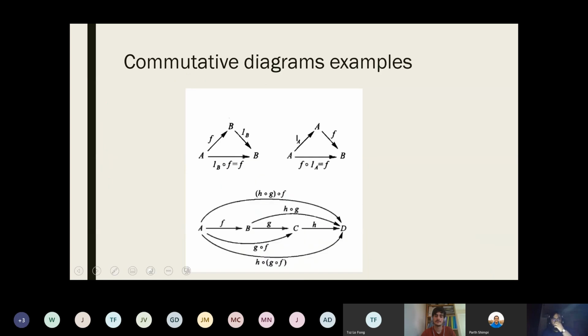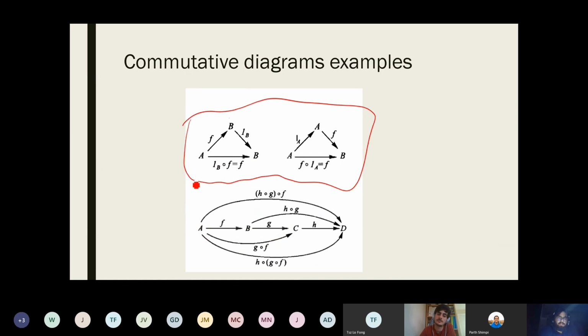Just to visualize this, these are the commutative diagrams for the identity laws, and this represents the associativity. If you do F and then you do 1_B, the identity on B, it just gives you F. And if you do the identity on A and then you do F after that, you just get F again. And the associativity ones are similar.